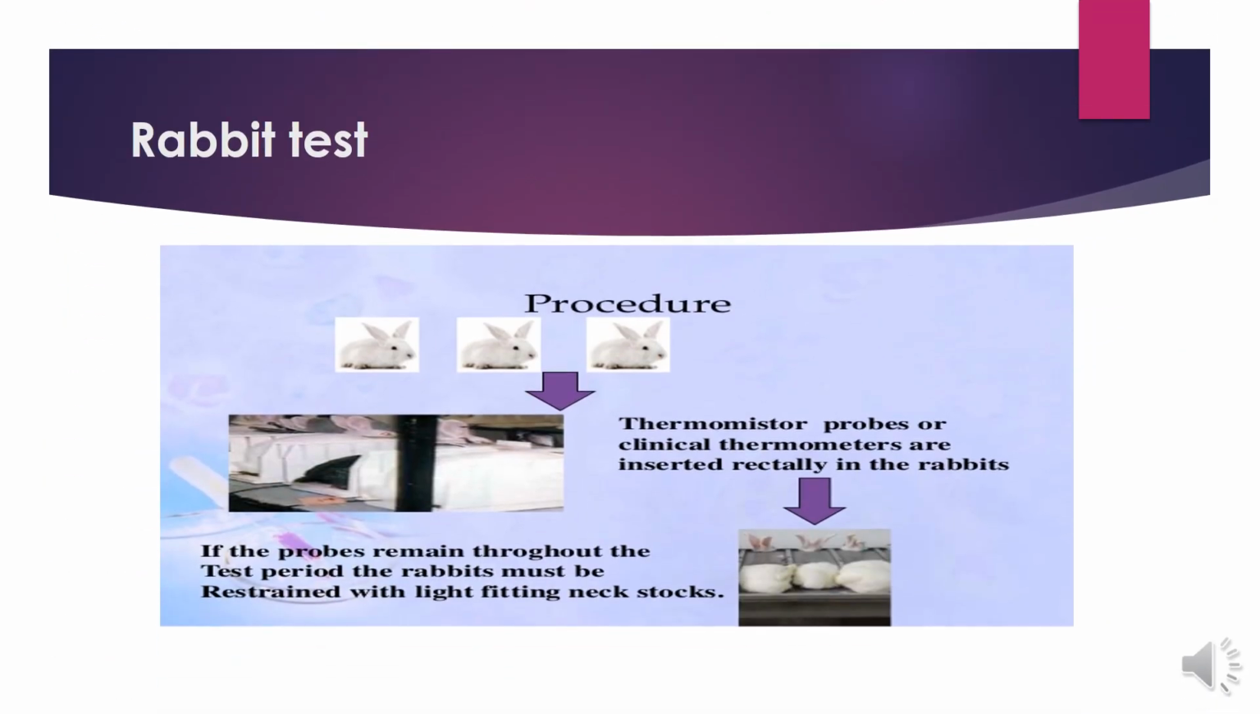So this is one of the images showing you how the rabbit test is performed in the industry. They are using specific thermometers or probes that are inserted directly, and the rabbits are kept in position by using certain types of neck stocks. But that must be light fitting and comfortable so that they may not panic or create any sort of falsified results.